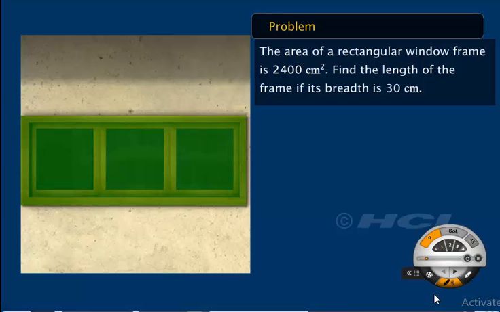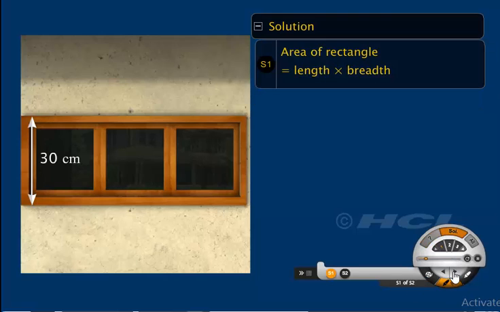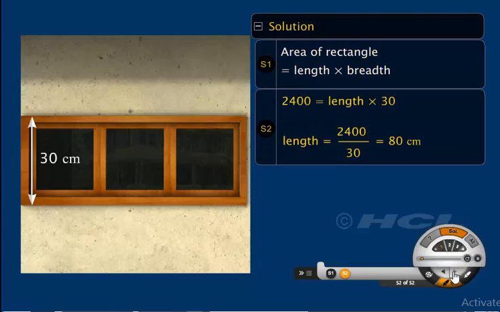The area of a rectangular window frame is 2,400 square centimeters. Find the length of the frame if its breadth is 30 centimeters. As the window frame is a rectangle, we use the formula length times breadth to find the area. We put in the values for the area and breadth. Thus, we find the length of the window frame.